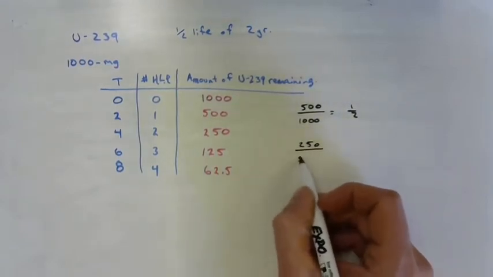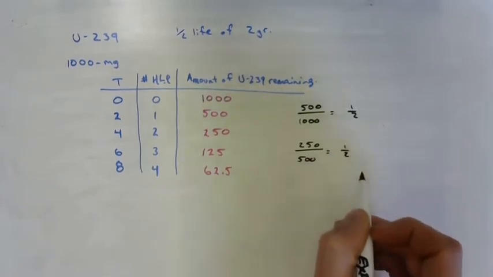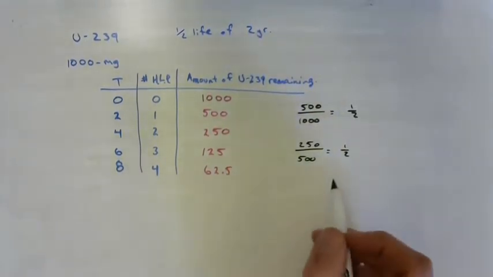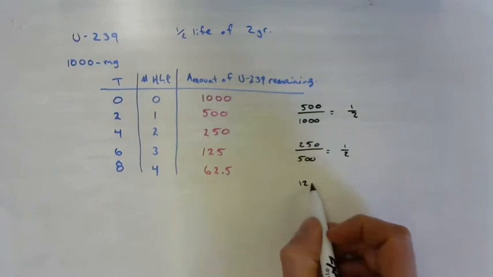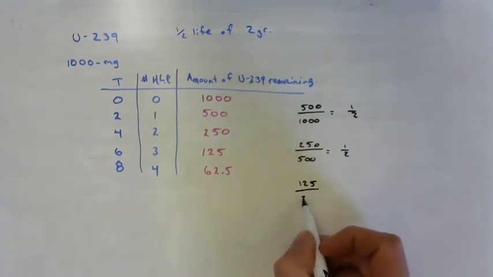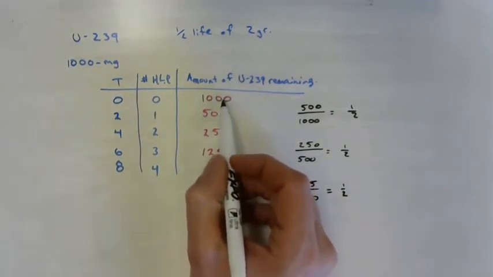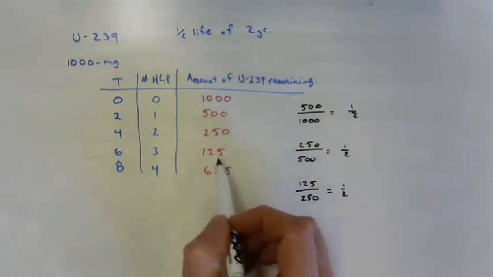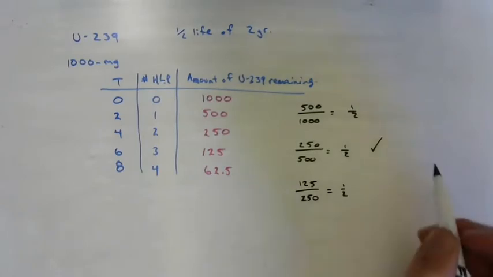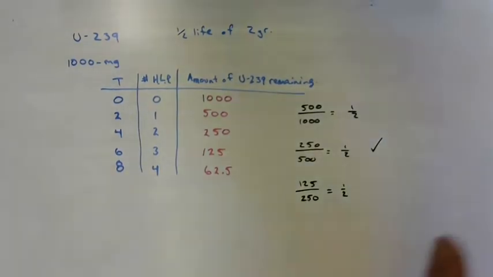Well, they're all divisible by 2. Nope, they're not, and that doesn't matter. They have to create the exact same ratio. If I take this over that, and then this over that, and this over that, they all have to reduce to 1/2. They do, so it's exponential decay.